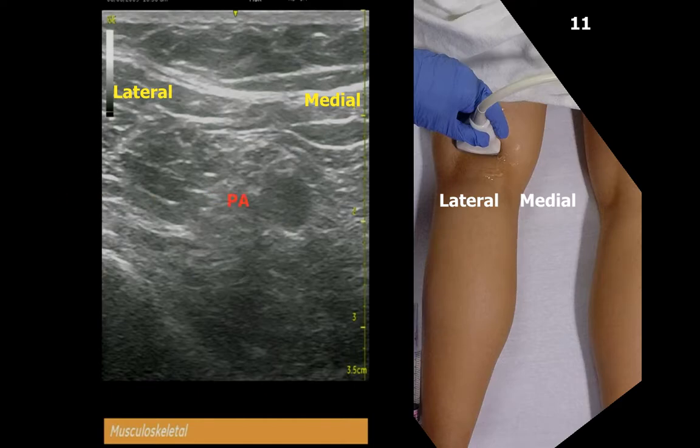As the transducer is moved proximally on the thigh, the peroneal nerve is visible as it moves from lateral to medial immediately prior to joining the tibial nerve to form the sciatic nerve.